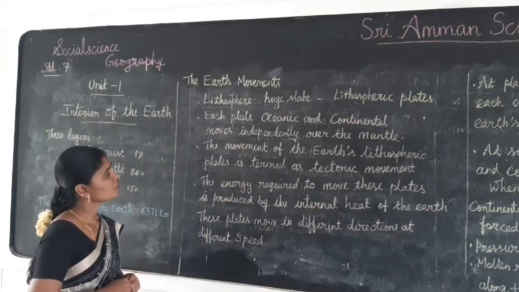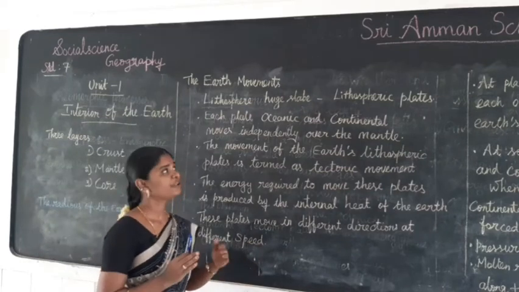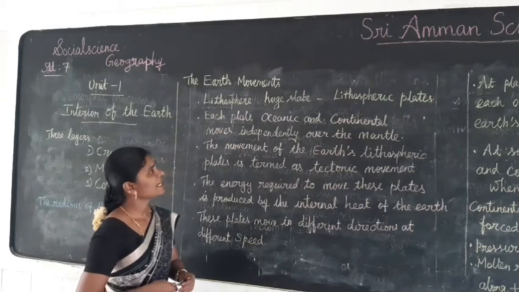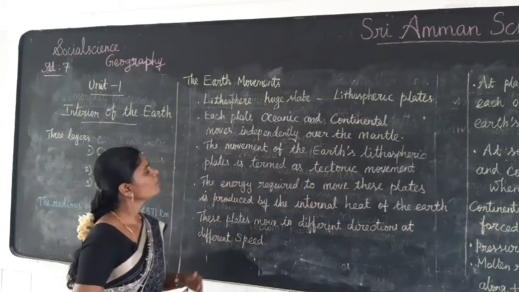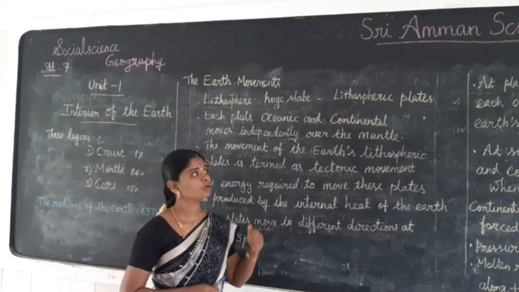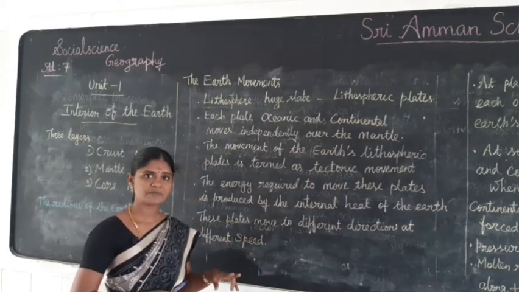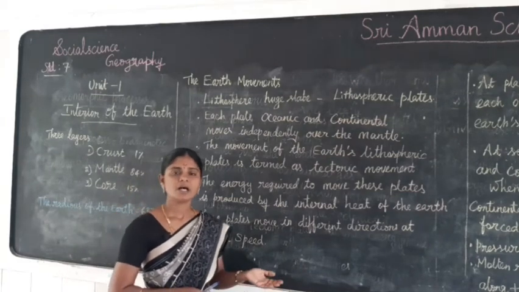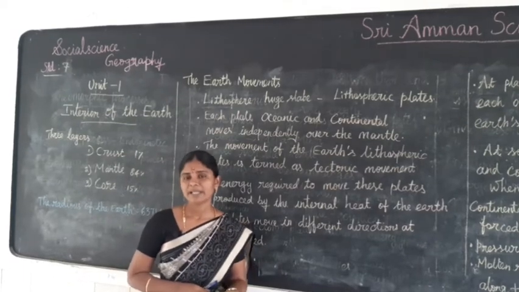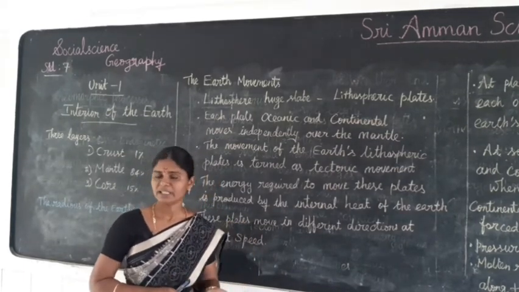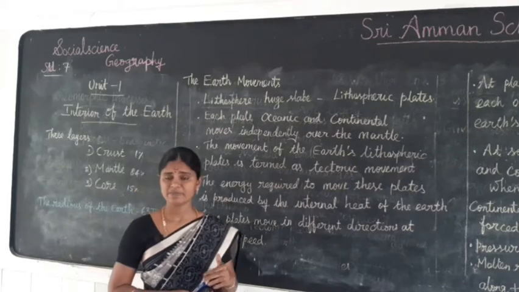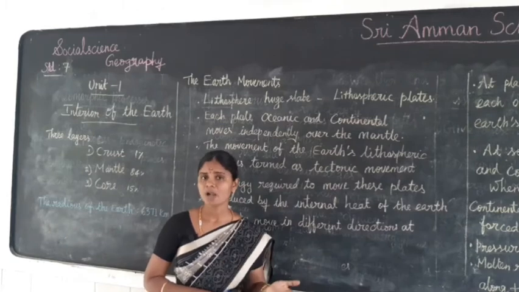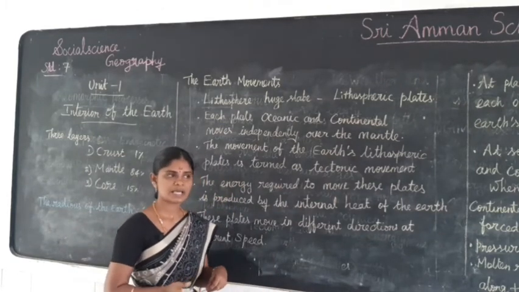Earth's movements. Lithosphere is divided into huge slabs of rocks, that are called lithospheric plates. Each plate, oceanic and continental, moves independently over the mantle. The plates are divided into two types, that is oceanic plates and continental plates. Oceanic plate is made up of silica and magnesium, and continental plate is made up of silica and aluminium. So continental plate is called Sial and oceanic plate is called Sima.